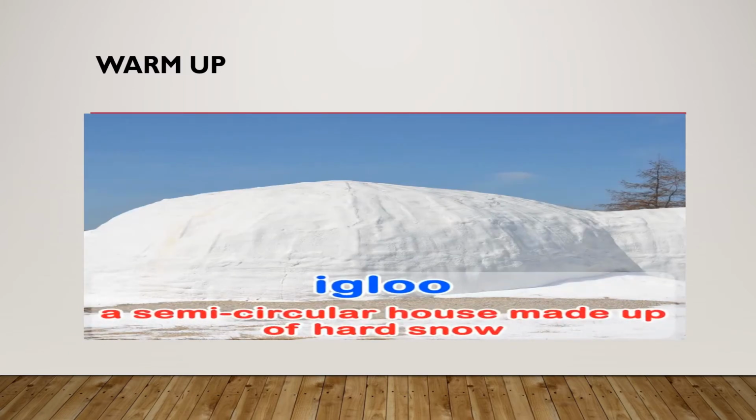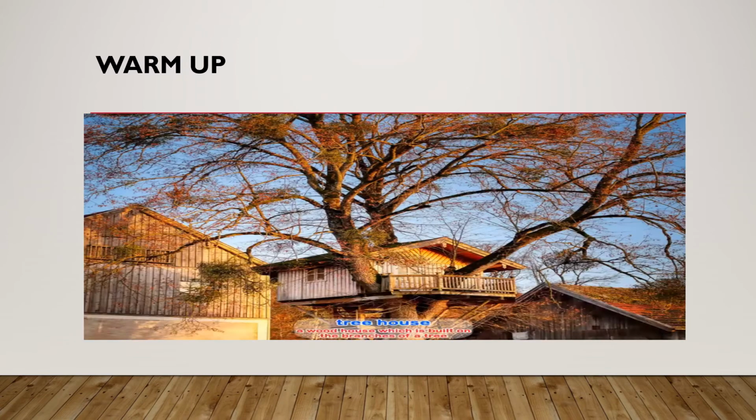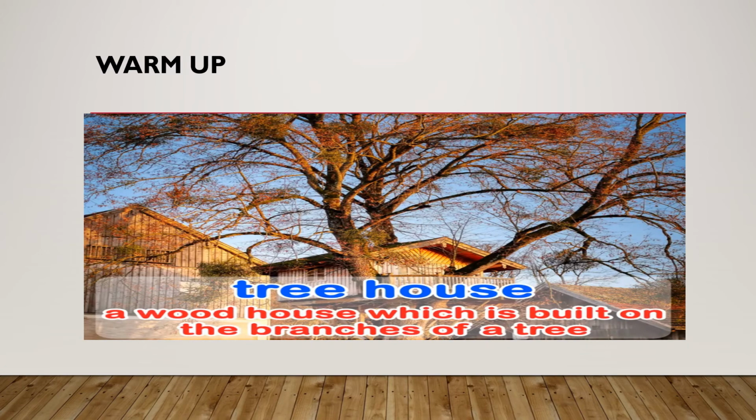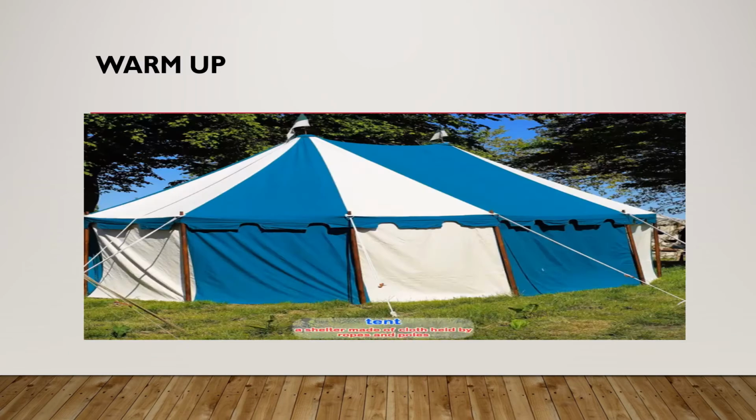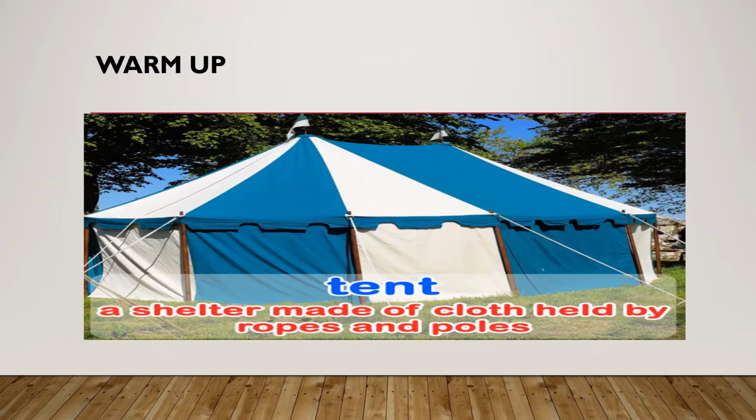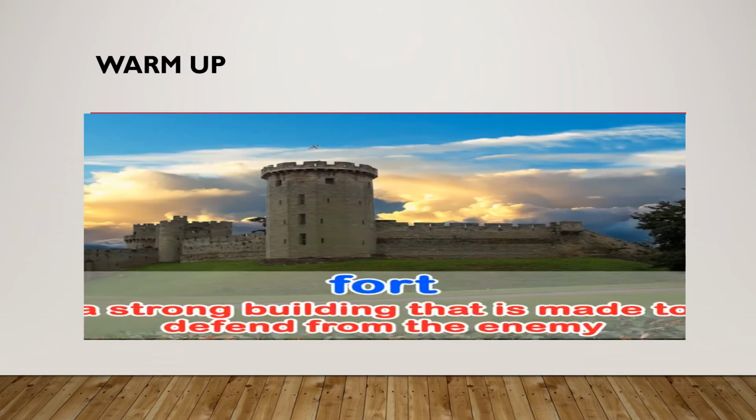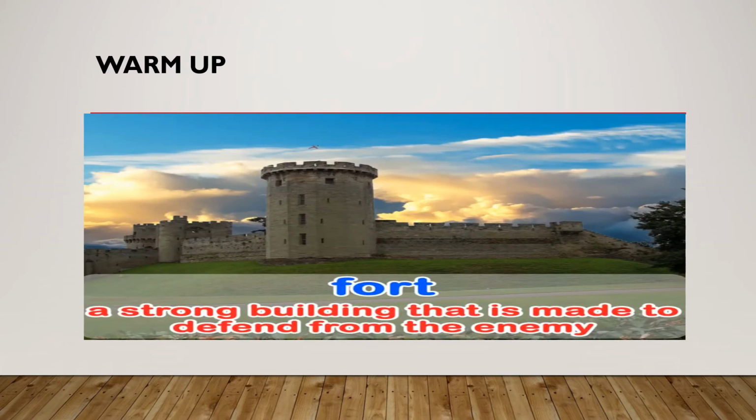Igloo. An igloo is a semicircular house made of hard snow. Tree house. A tree house is a wood house which is built on the branches of a tree. Tent. A tent is a shelter made of cloth, held by ropes and poles. Fort. A fort is a strong building that is made to defend from the enemy.